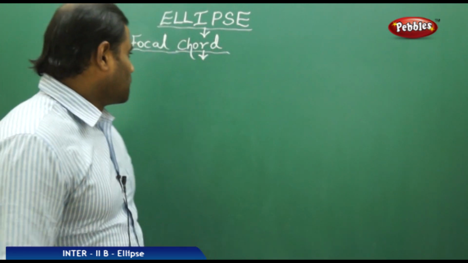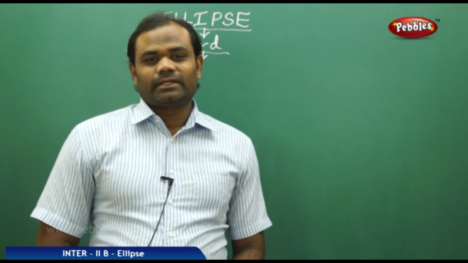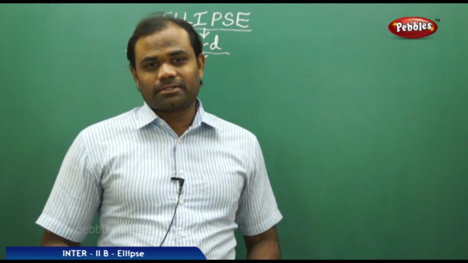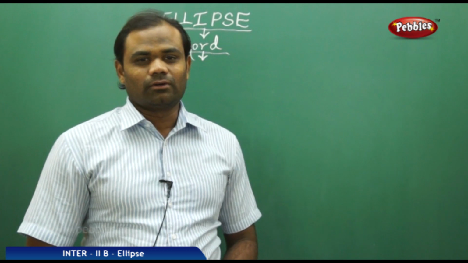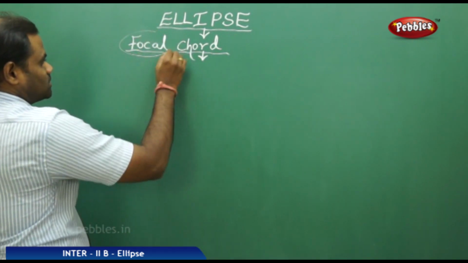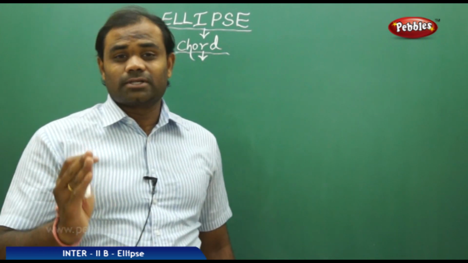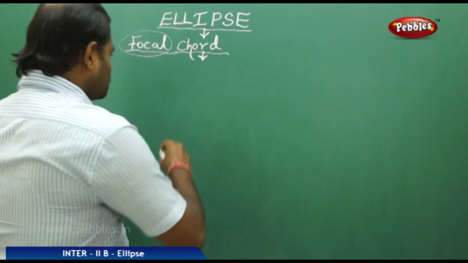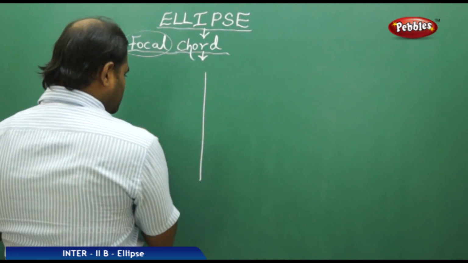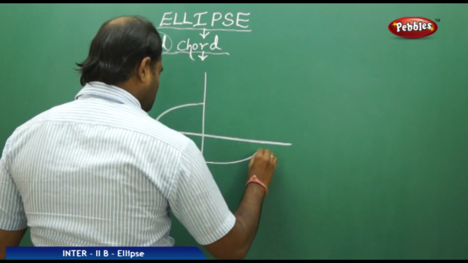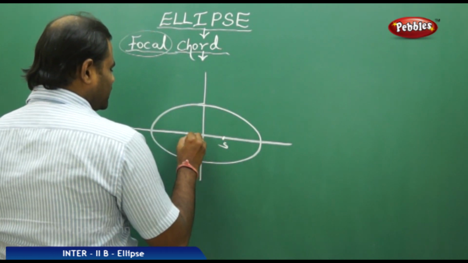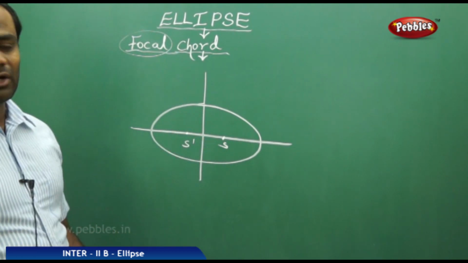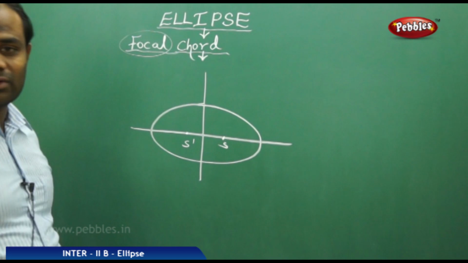The next is the focal chord. So what is a focal chord? As you have seen that chord is part of the ellipse, the line segment joining any 2 points of the ellipse. That line segment, if it passes through one of the focus or foci, is called focal chord because the word focal itself refers to the chord passing through the focus. Now, as we have 2 foci S and S dash for the ellipse, a chord which passes through either S or S dash is called a focal chord.